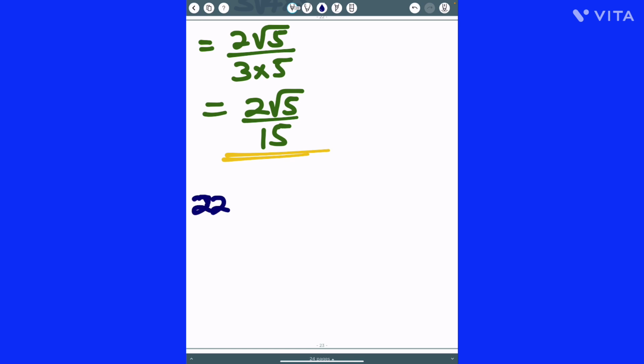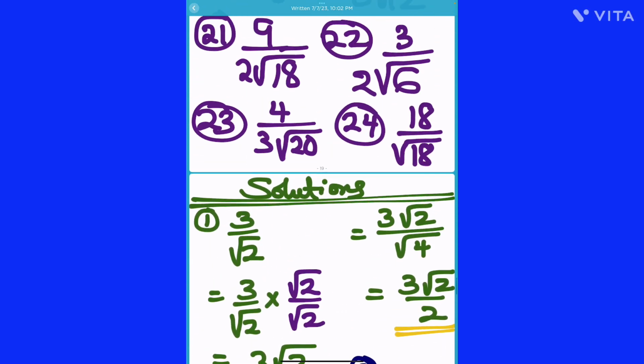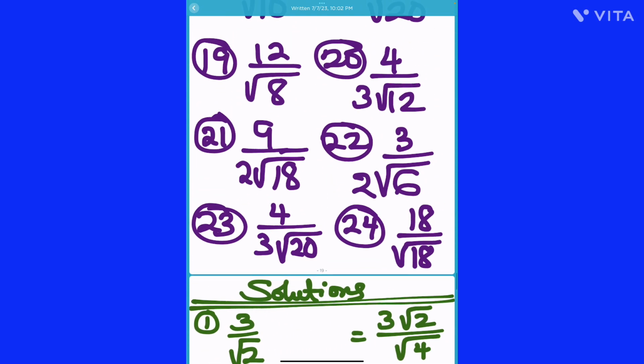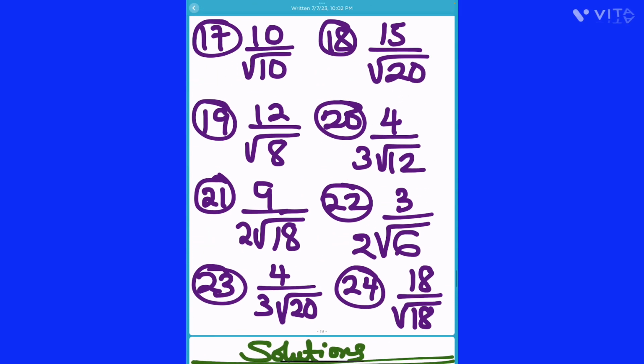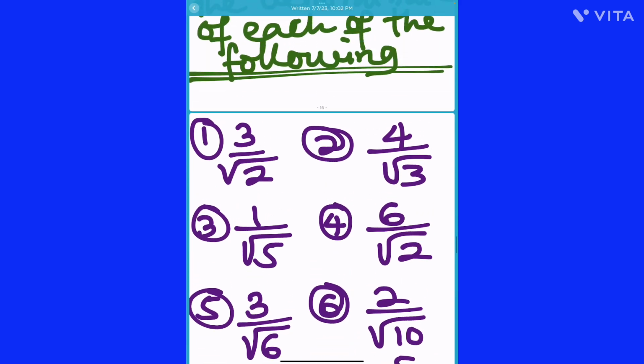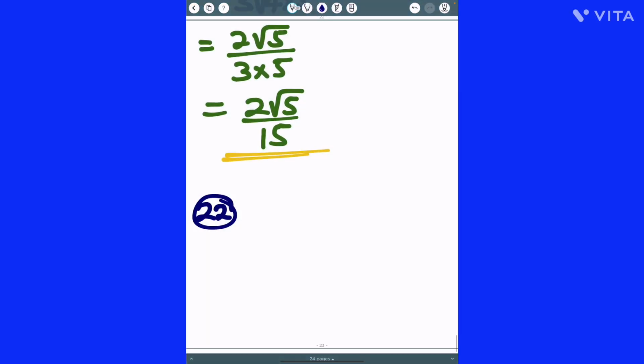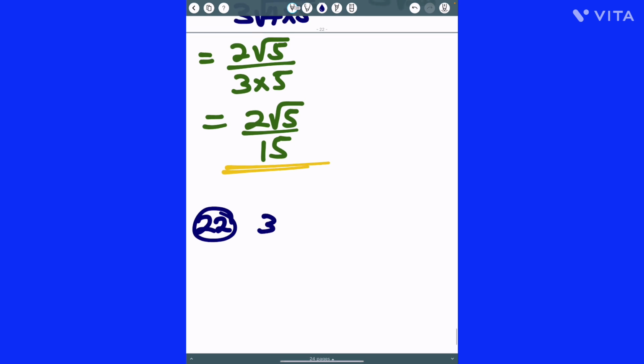Question 22. In question 22, we are to rationalize 3 over 2 root 6. We are to rationalize 3 over what? 2 root 6. So, let's go. 3 over what? 2 root 6.